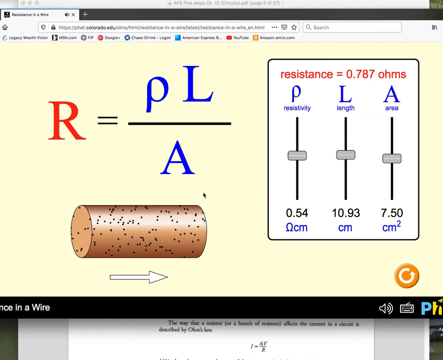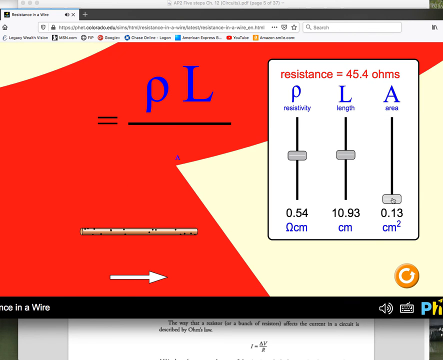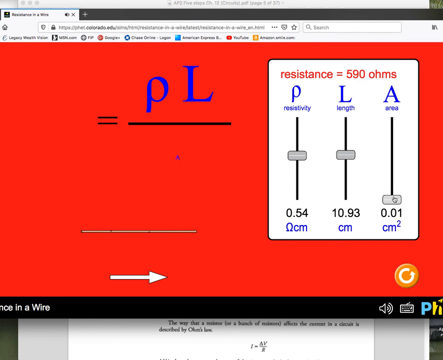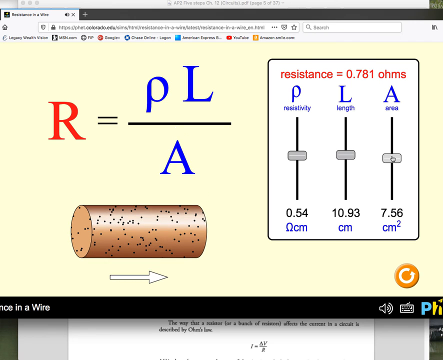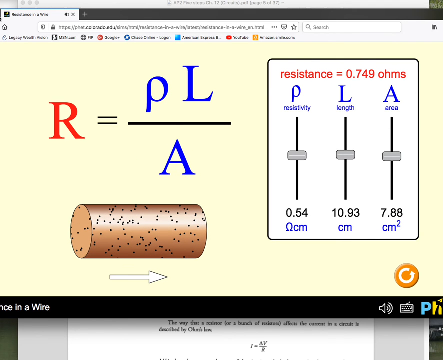It's like the worst percussion instrument ever, Ben Miller. Oh my. So you can take a look here. FET Colorado Sims, resistance in a wire. I think Ben needs to make a concert about some of this stuff. Okay, we'll go back from that.